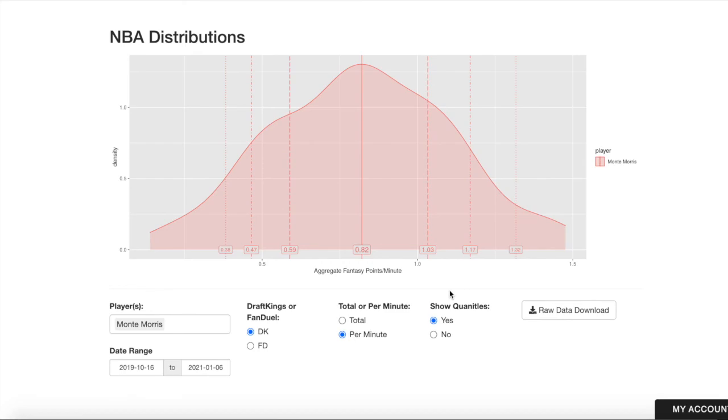a really useful approach. So I find myself looking at this per minute distribution almost more than a per game distribution, but I think it's a super useful function in this application.